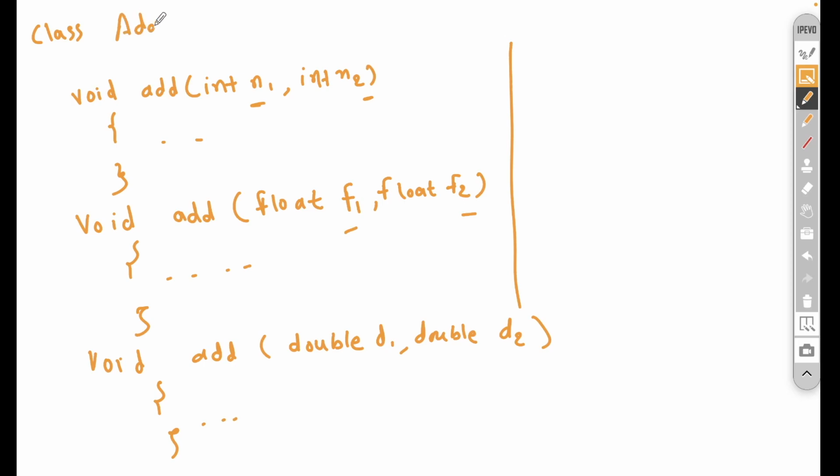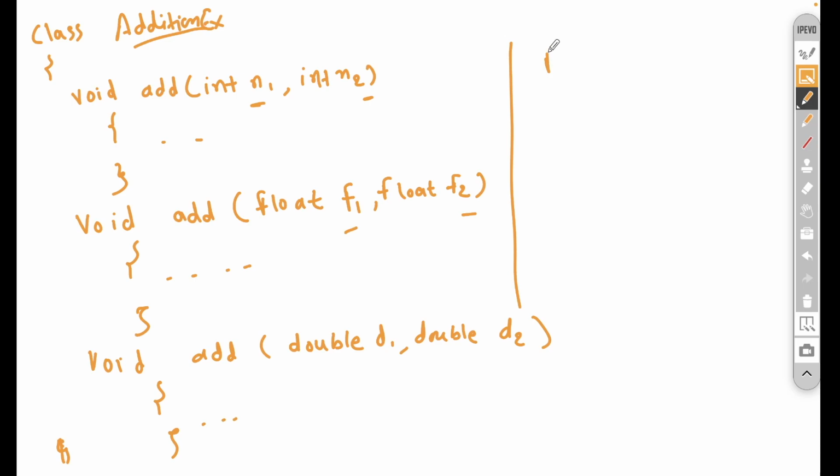Let's suppose the class name will be AdditionExample. This is my class, and inside this class I have these three methods. If we have written the methods here and want to call a method, then we need to create the object of this class.